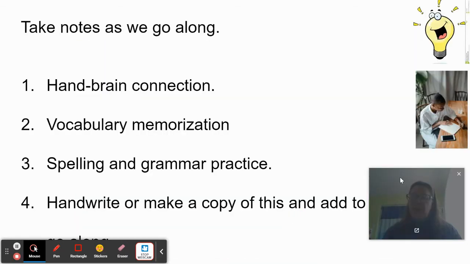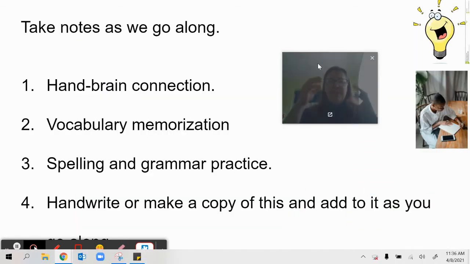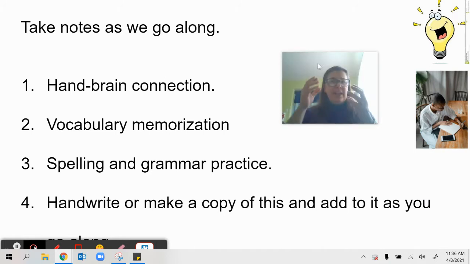Make sure you take notes as we go along. There's lots of studies that show a hand-brain connection: when you see something and you write it down, it sticks in there. And when you pause and repeat things, it's in your head too. So lots of spelling practice, lots of grammar practice, lots of pronunciation practice, visuals. Handwrite a copy of this. Make a copy of this from your Canvas area. Keep a copy. Type on it as you go along.